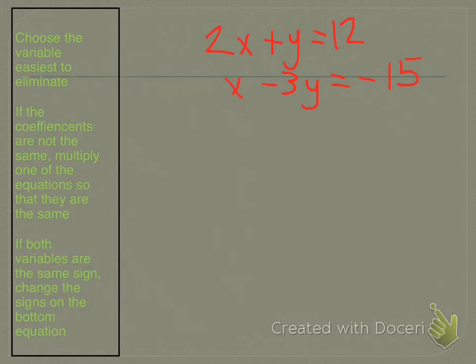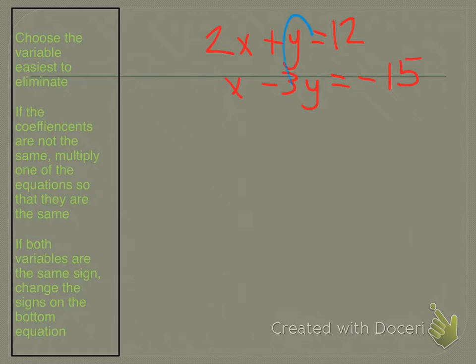Now, next, if, that's an if, the coefficients are not the same, multiply one of the equations so that they are the same. Now, coefficients are the numbers in front. Remember with the algebra blocks, when we had them written down, if there weren't the same number of y's up top and y's down the bottom, we would have to multiply, right? Well, we'd have to add to the balance. What we're really doing is multiplying.